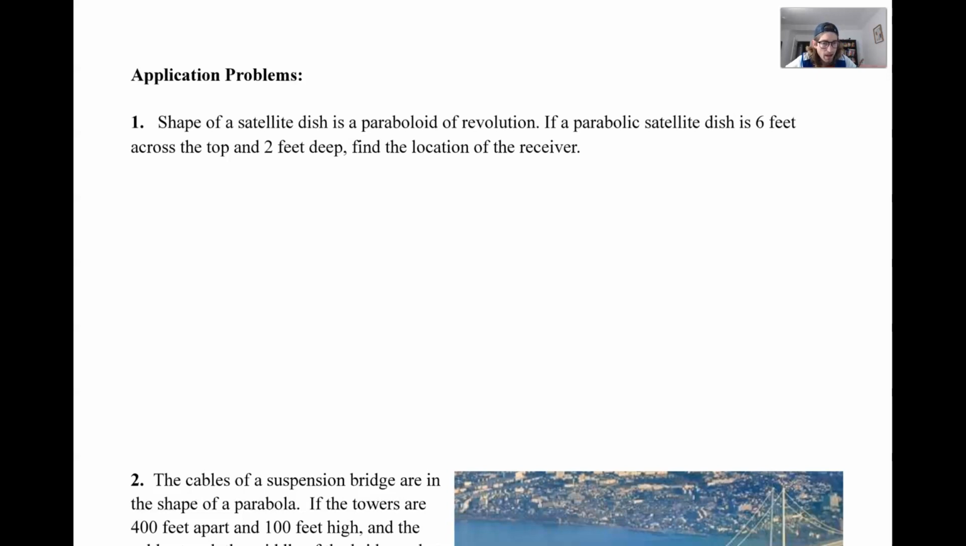That's what they mean by paraboloid of revolution. If a parabolic satellite dish is 6 feet across the top and 2 feet deep, find the location of the receiver. So I don't know if you know this about satellite dishes, but the beams hit the dish, and no matter where it hits the dish, the beams bounce to a singular point. And that point is actually the focus.